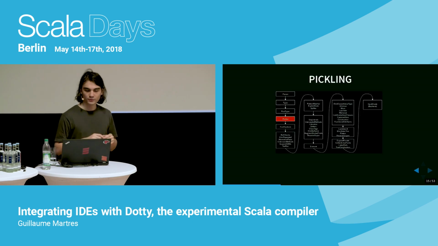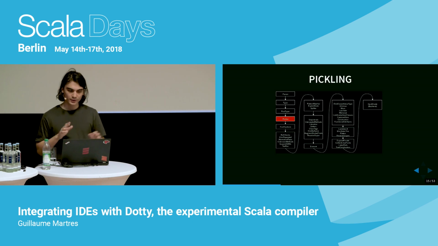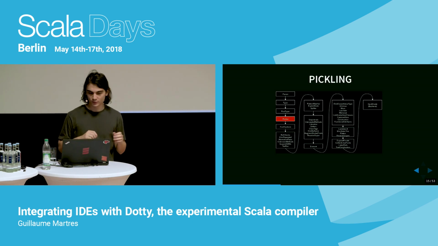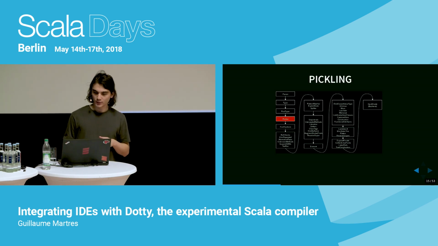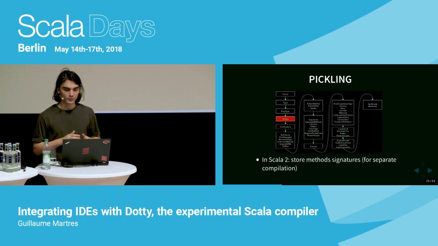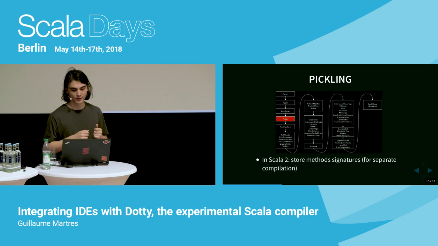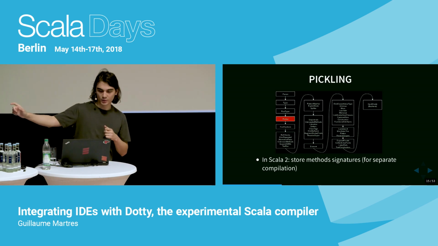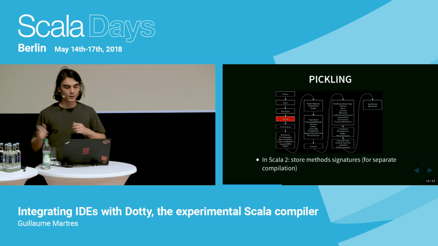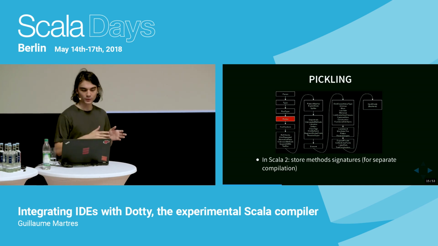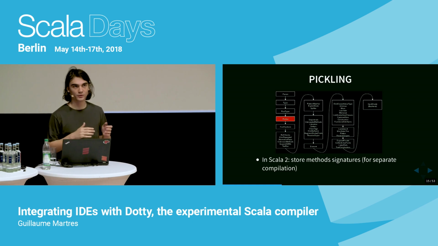So to explain that, I need to introduce another concept, which is pickling. So pickling is a phase in the compiler that happens a little bit later. And this phase basically takes some information from the type checked trees and stores this information so that it will end up in the class file at the end. So in Scala 2, this already exists, and it's used to store method signatures.